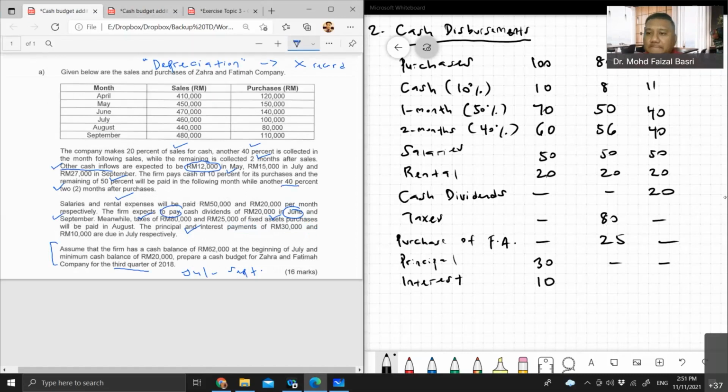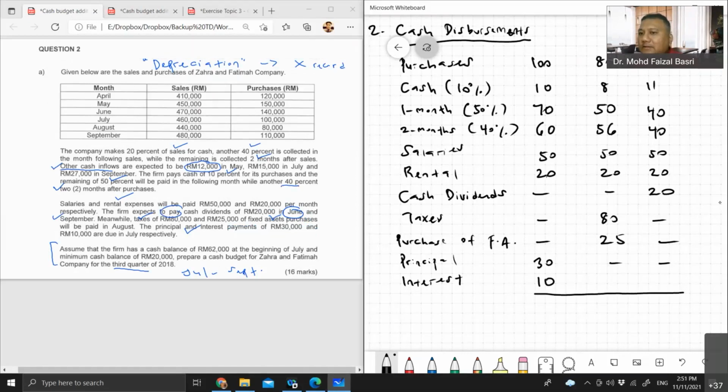Okay, now you have all of this information. Similarly, like the receipts just now, please add all the information. Similar to sales, purchases we also don't want to add. So I'm going to draw another line. What you need to do is add everything from cash down until interest. So everything here you need to add. Can you help add it?